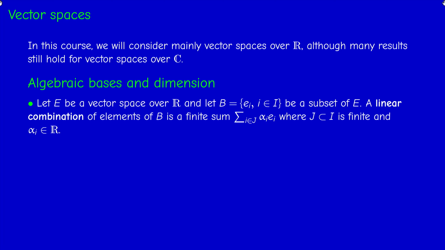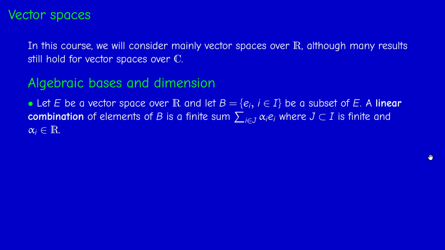So if we have a vector space E over R and a subset B of E, which can be written as a collection of elements e_i, so this is reminiscent of the notion of a basis, actually. A linear combination of elements of B is any finite sum of the form sum of alpha_i e_i. So I multiply each e_i by a real number and do the summation, and the summation is finite.